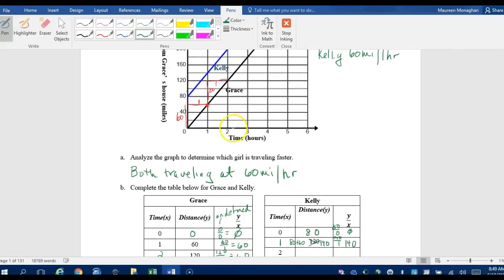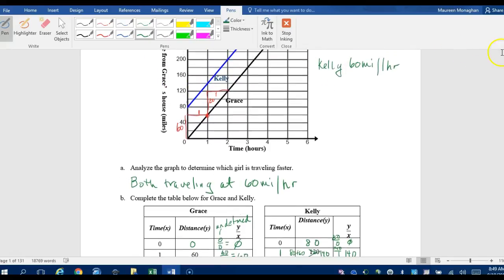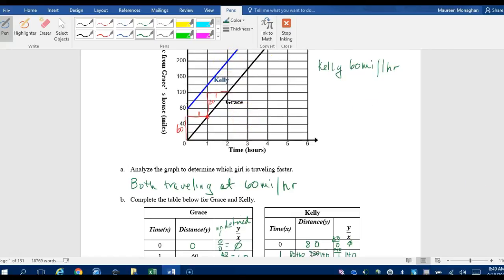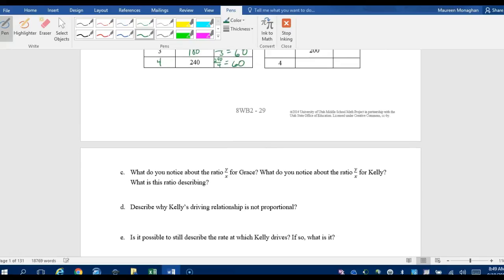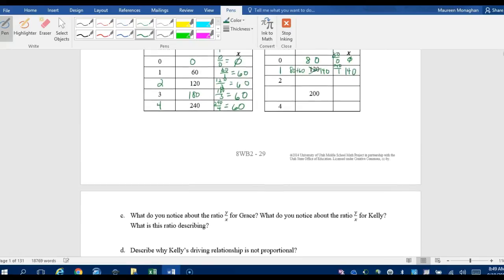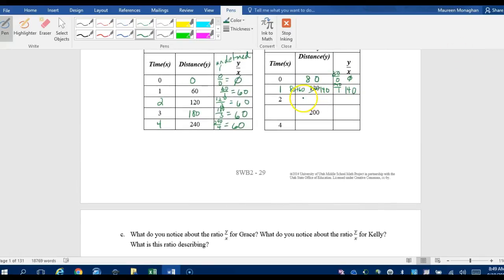Let's see where Kelly is. Kelly is at 200. Oh, gotta be careful with these guys, they get sensitive. 2 is going to be 200 because we have the 80 plus the 120. That's 200. So let's scratch that out.